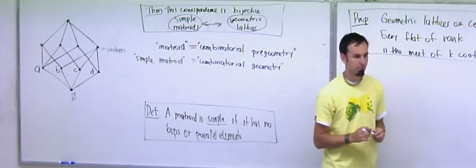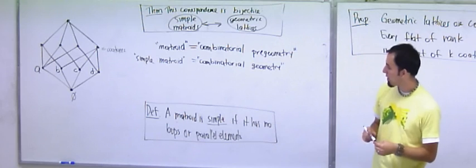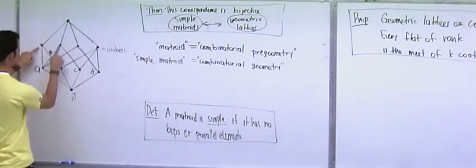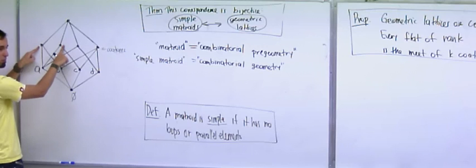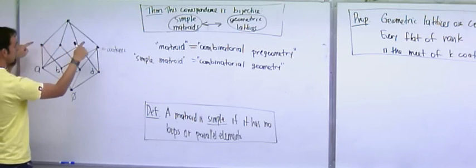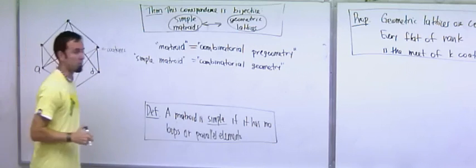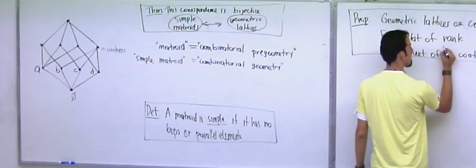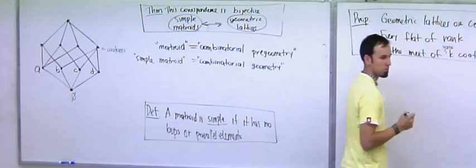Then what about A? So for example, A is the meet of these two coatoms. Oh, that's right. It doesn't need to be unique. It's not unique, right? So it can be these two, it can be these two, it can be these two. Okay. So I'm definitely not claiming that this is unique. I'm claiming that it's the meet of some K coatoms.